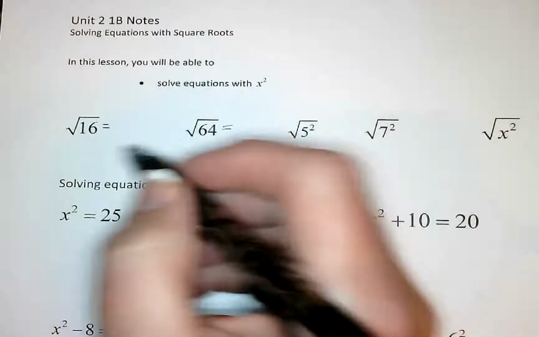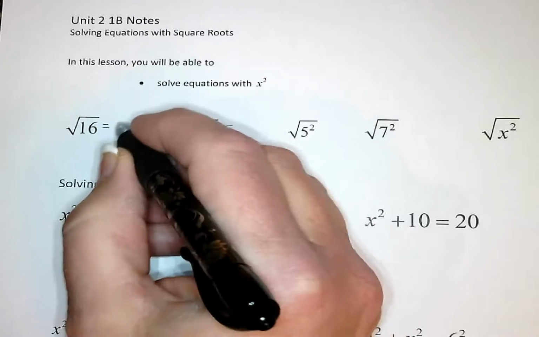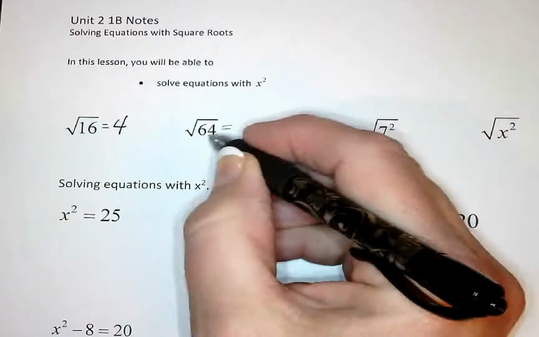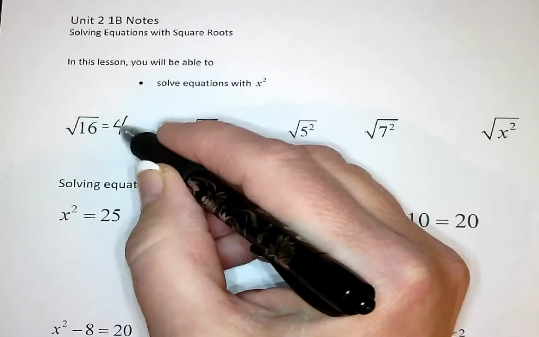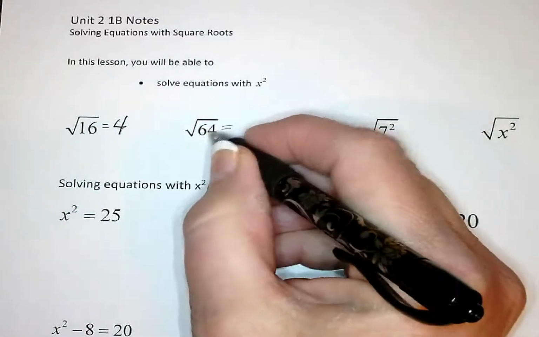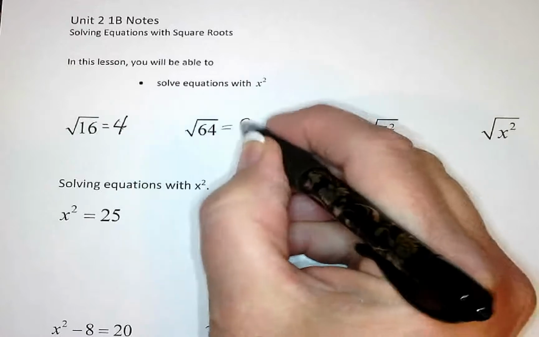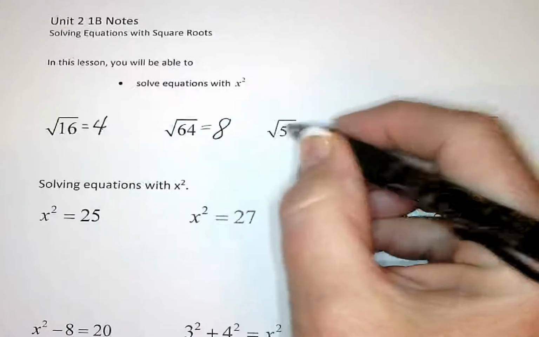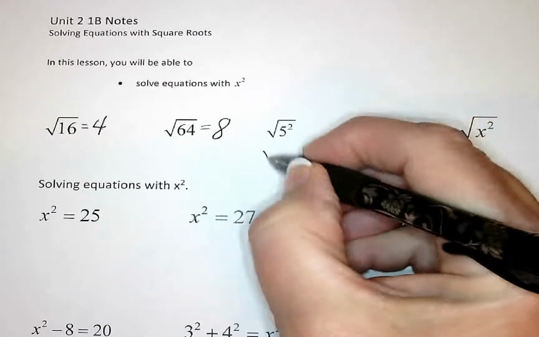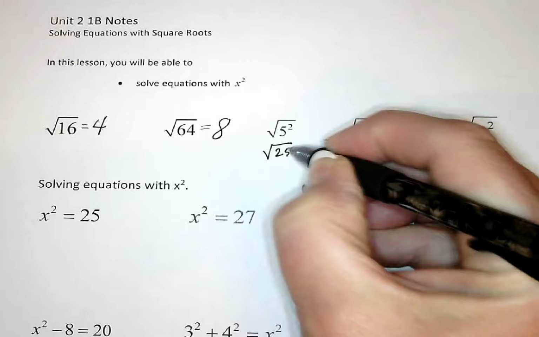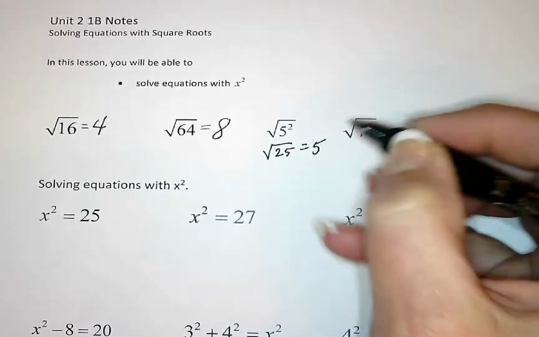Today's lesson, we're going to be solving equations with an x squared term in it. So just a quick review here first. The square root of 16 is 4. Remember, a square root is what number times itself will give me the radicand. So square root of 64 is 8. The square root of 5 squared would be the same thing as the square root of 25, which is 5.